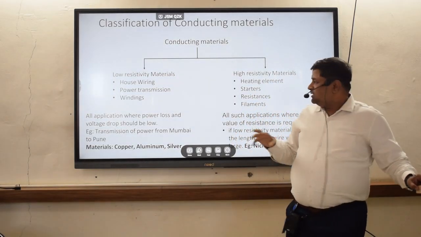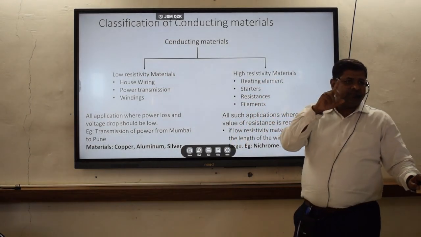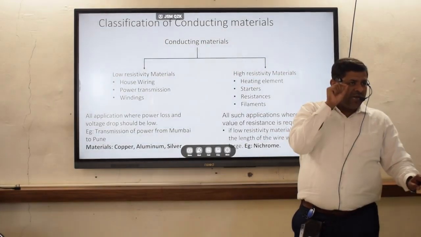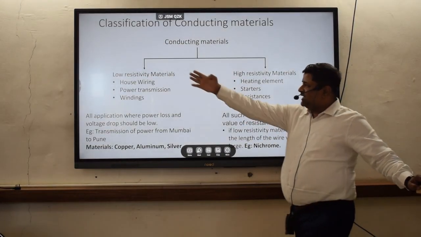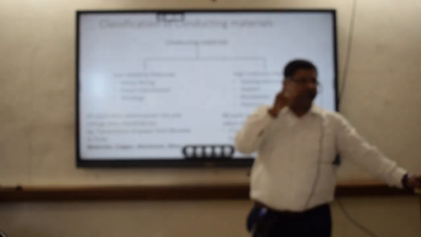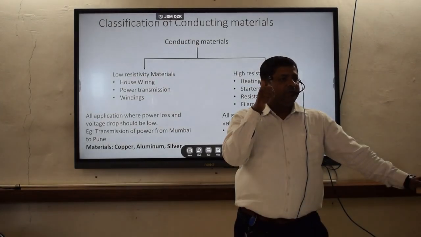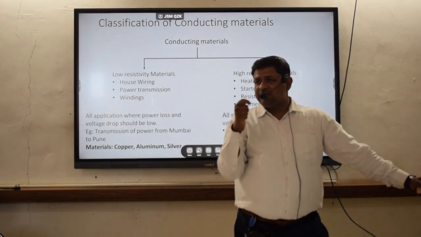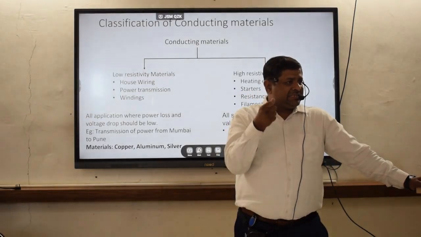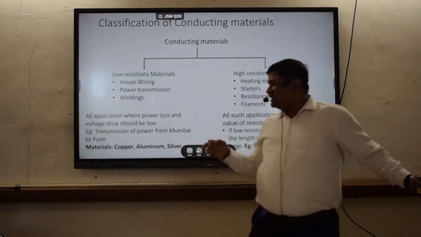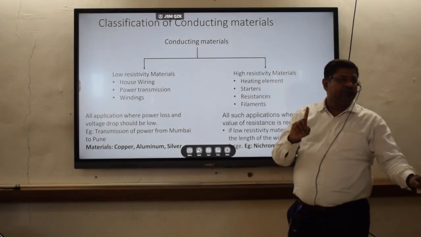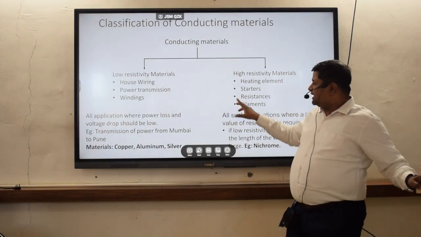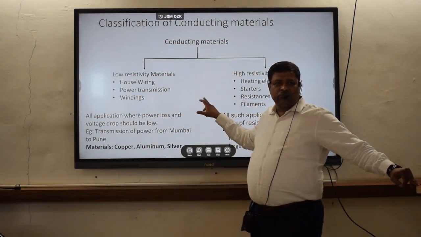So that kind of wire is called a high resistivity material. The wires which we use for making switches or any house electrical work are also able to pass the current, but they are not getting heated up. They are not resisting the flow of current as this heating element is resisting the flow of current. So just try to get the difference between these two.